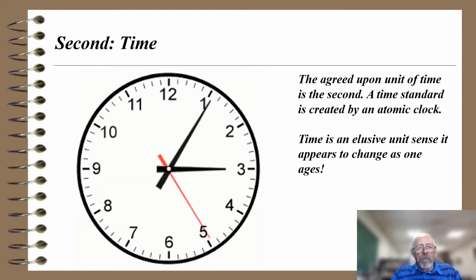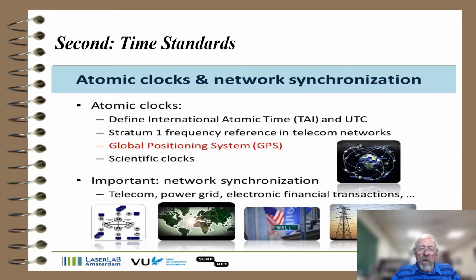When we talk about time, we use the second, and the agreed upon unit of time being a second, there's a time standard, and it's created by an atomic clock. Time certainly is an elusive unit; in a sense it appears to change as one ages, and that sense should be S-I-N-C-E, so I'll have to change that in the slide. So in the time standard, we have atomic clocks and network synchronization.